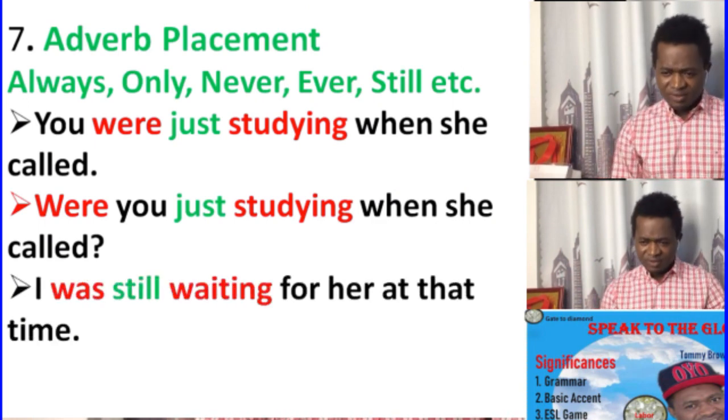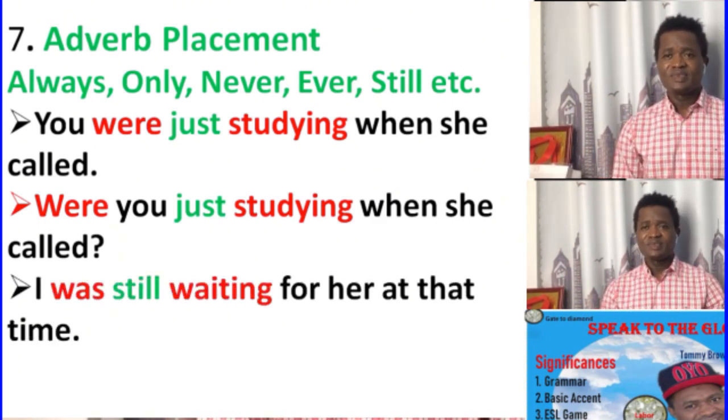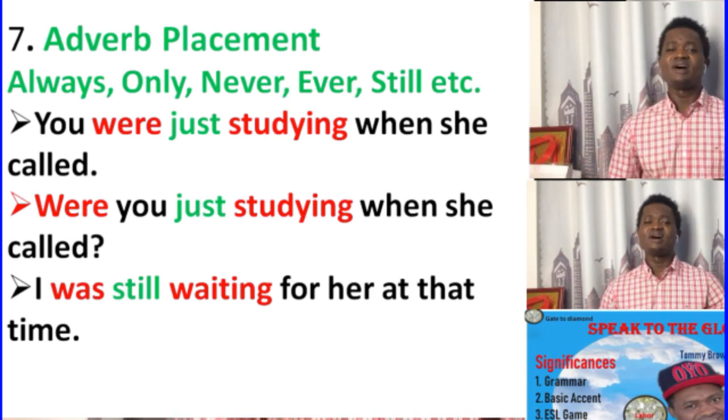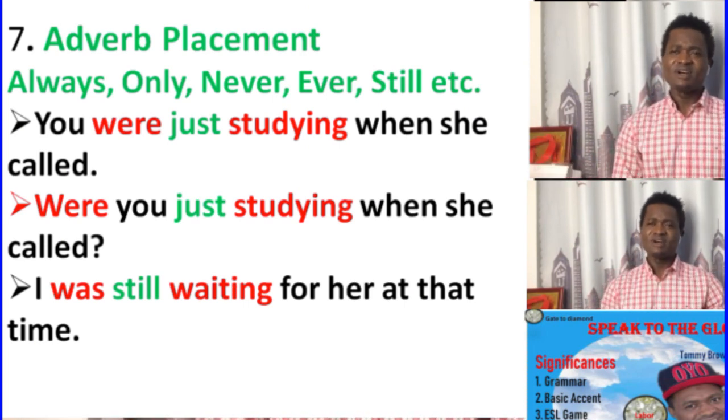I was still waiting for her at that time. So you've got to see here the signal word still is between was and waiting. All right, so I was still waiting for her at that time.